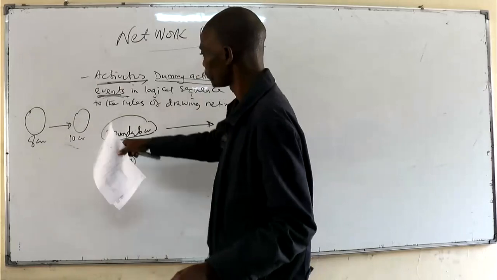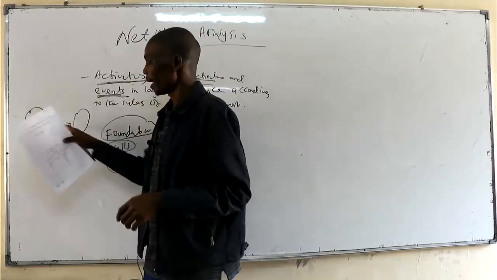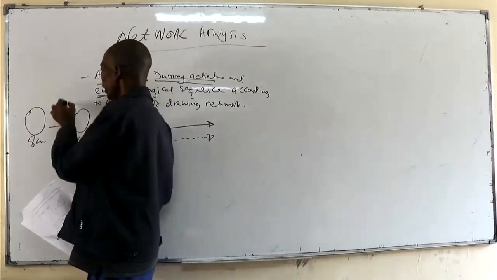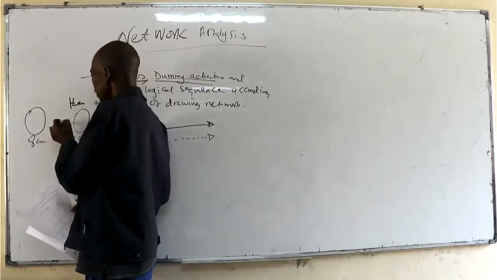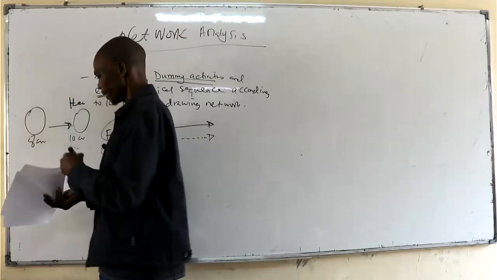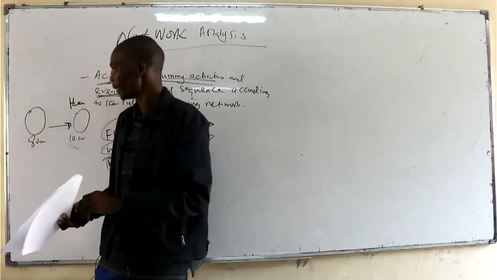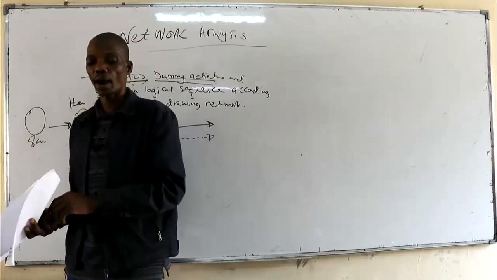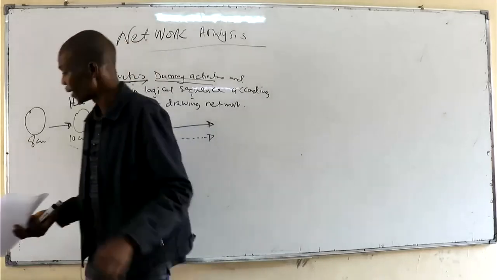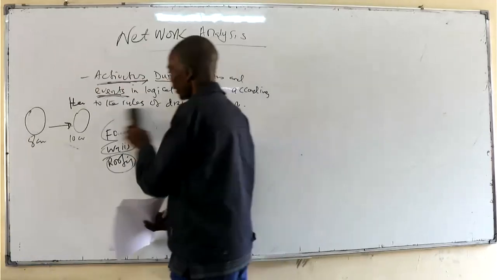So as I've indicated here, every activity must have head and tail events. There must be a tail event where the activity is starting. Of course, the tail of the arrow indicates where the work or the activity is starting, and the head of the activity indicates where it is ending.